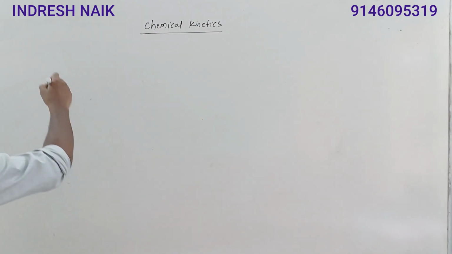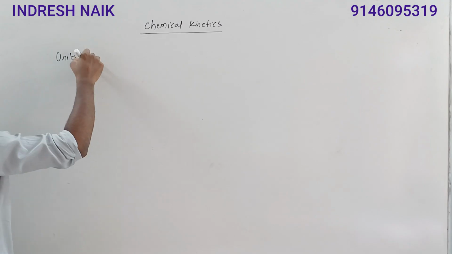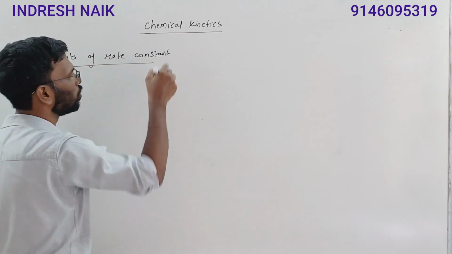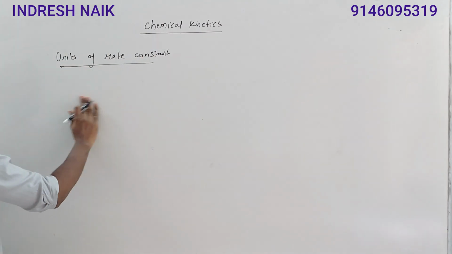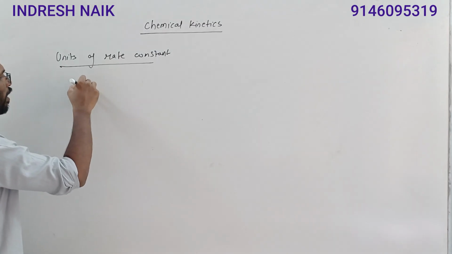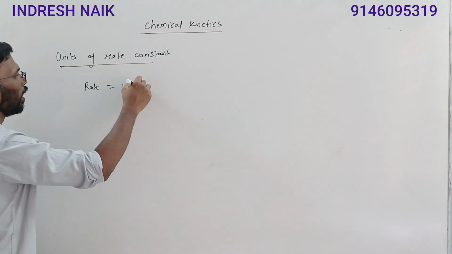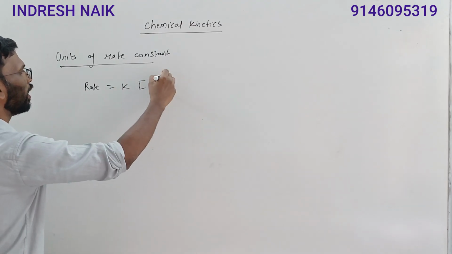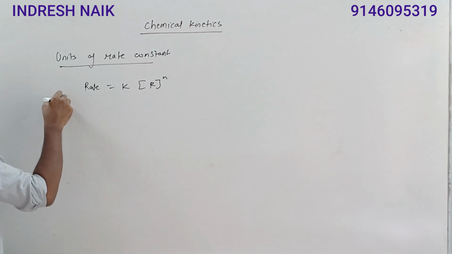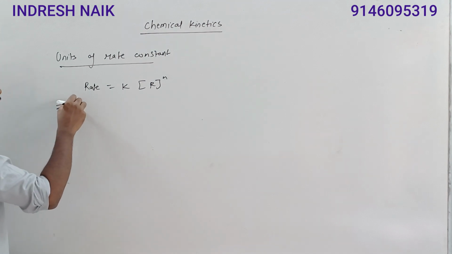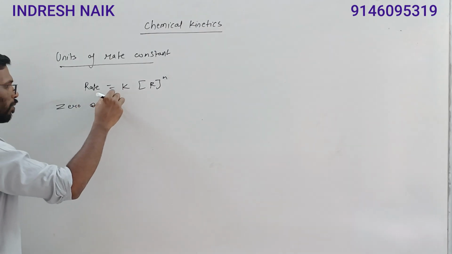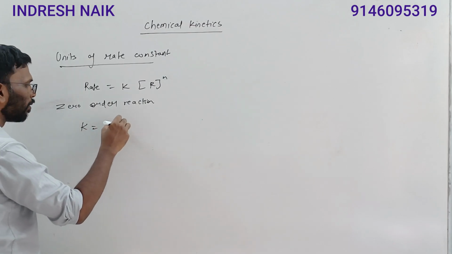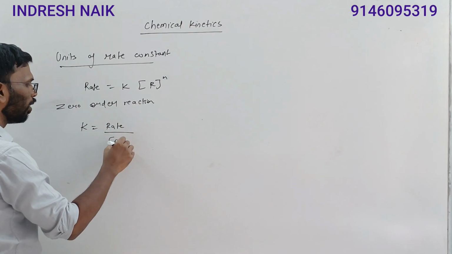Let's discuss the units of the rate constant also, for zero, first, second order, or a different order. So what does unit mean? How do we write it? Rate is equal to K times the concentration of the reactant raised to some n value, where n is the order. For a zero order reaction, you will write K is equal to rate upon R raised to n.